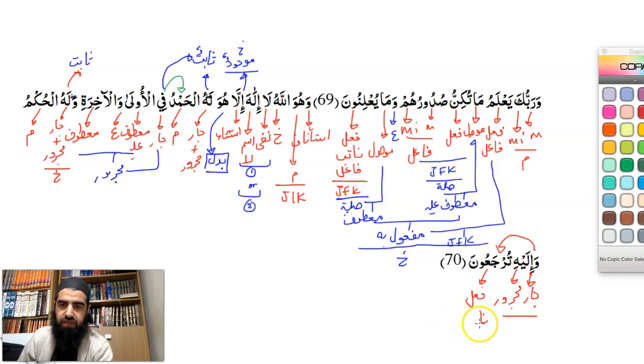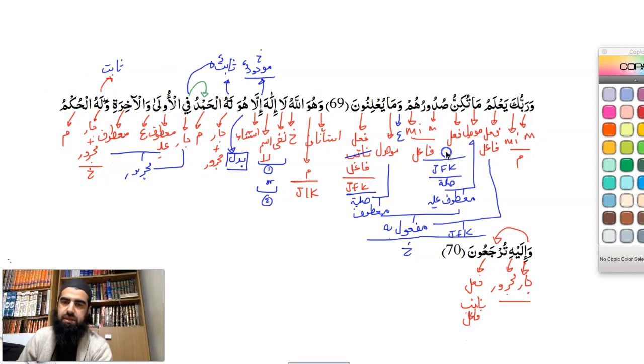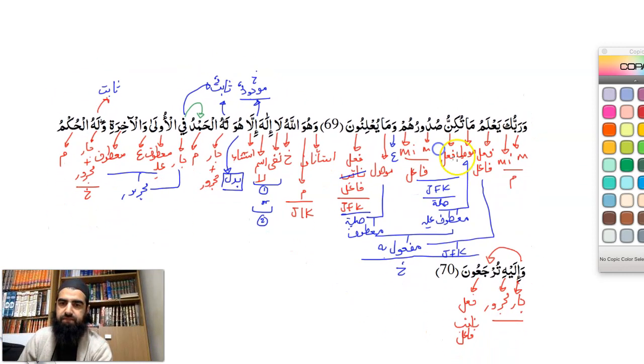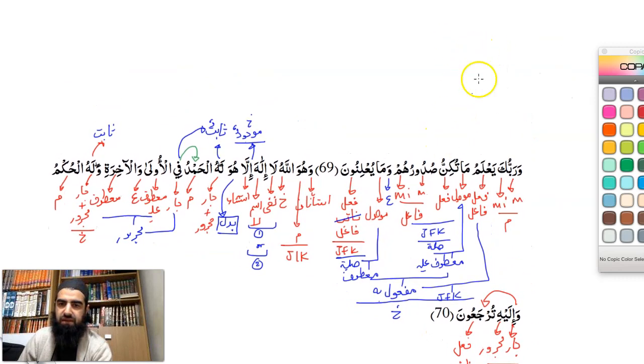Now, I've just realized I've made a mistake. Previously I said yu'linun, fi'l naib file, but it's supposed to be fi'l file, so I need to correct that. Just rub this out. Okay, that's it: fi'l file, yeah, so yu'linun, fi'l file. Anyway, that's the tarkeeb, and then you can do the mahal of the Iraab.